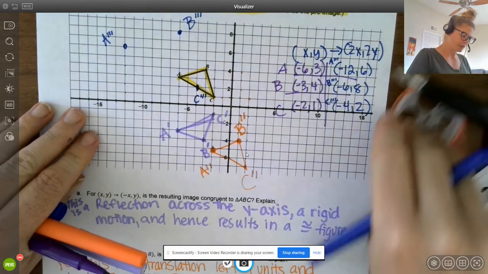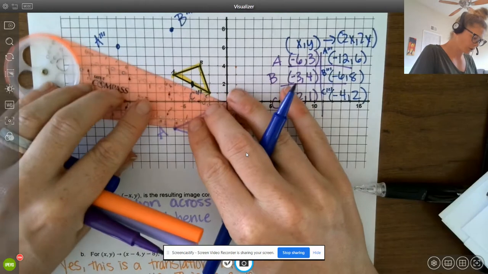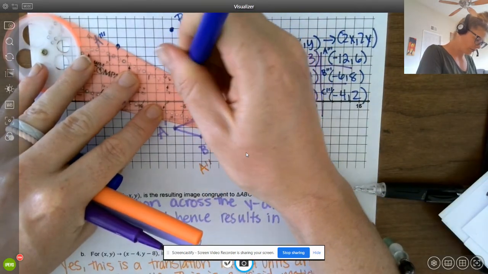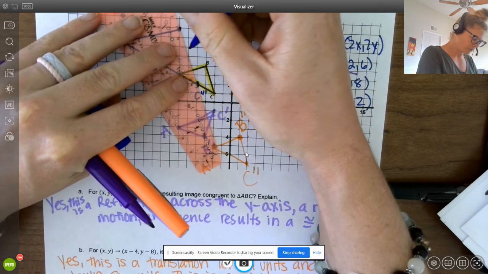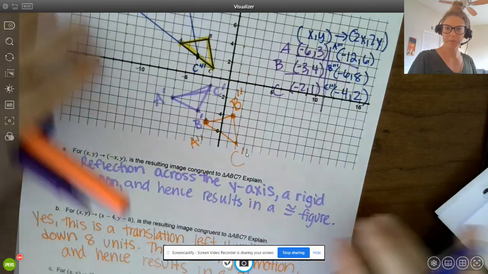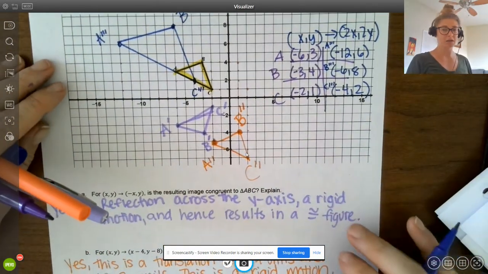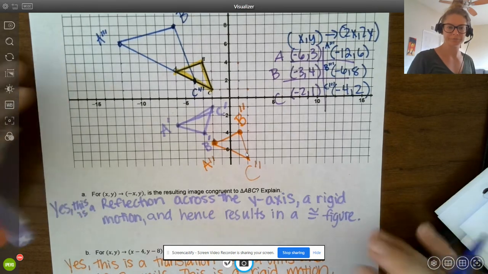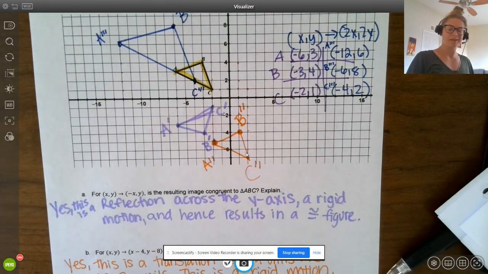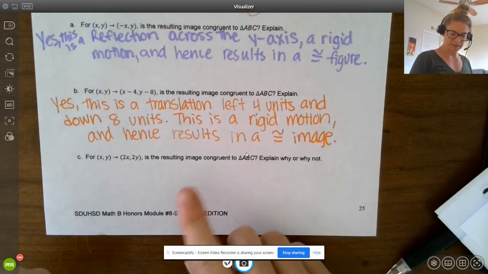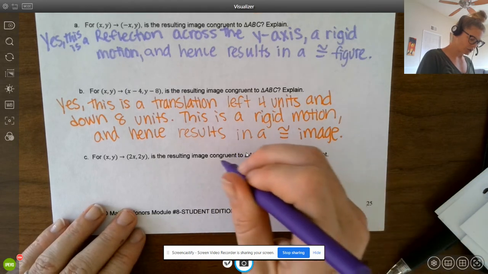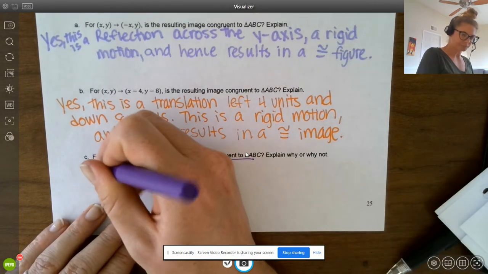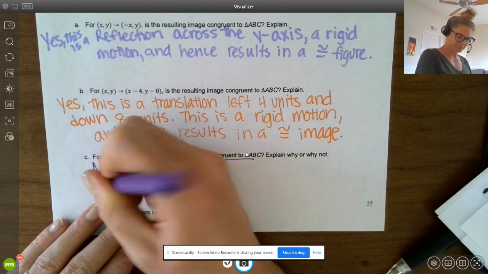C triple prime. My goodness, what happened to our triangle? Our triangle got bigger. So is it like a cookie cutter, the same size and shape? No. It's the same shape, it's still a triangle, but it's not the same size. It's twice as big. So let's see. Is the resulting image congruent to triangle ABC? No.